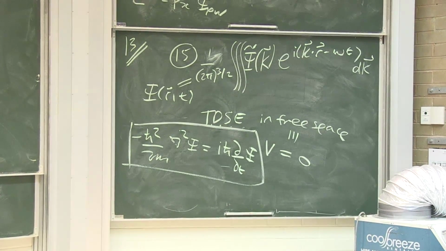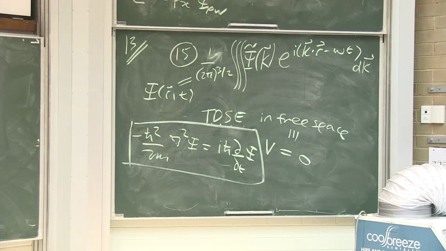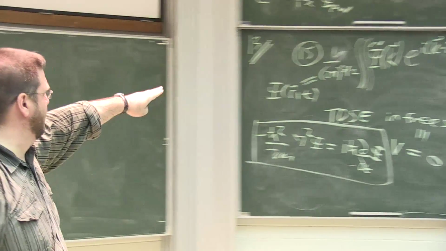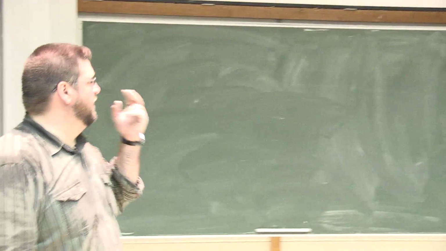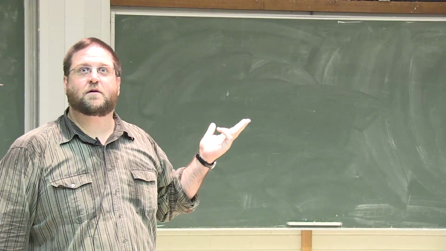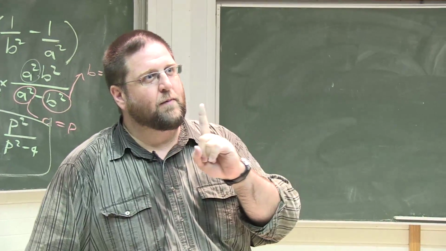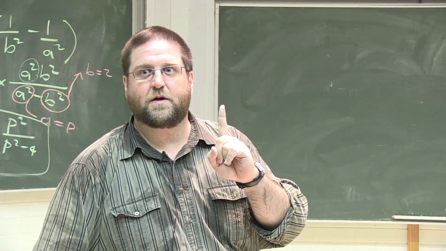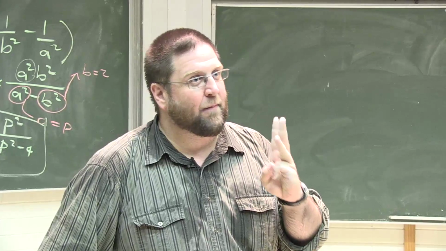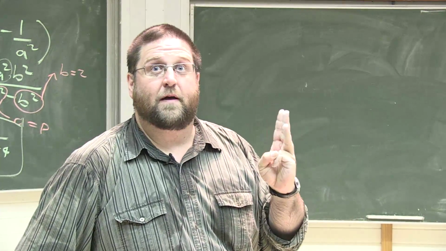Now you can do this problem two different ways. The more elegant way is to say, bugger this Fourier integral, this is a sum of plane waves, and the Schrodinger equation is linear. Since it's linear, it obeys the superposition principle. If one plane wave obeys the Schrodinger equation, and the Schrodinger equation is linear, then any arbitrary sum of plane waves, which is all 15 is, will also obey the Schrodinger equation.